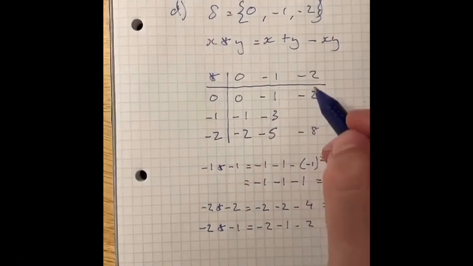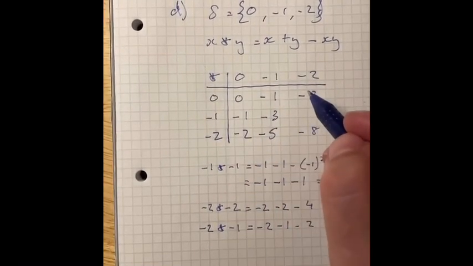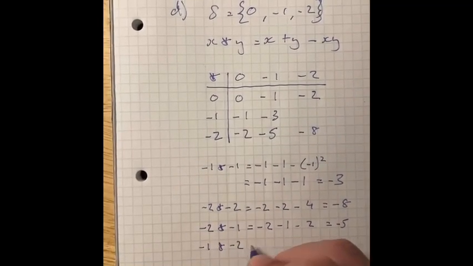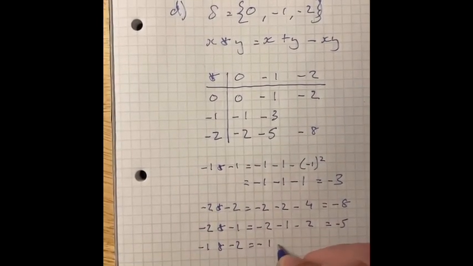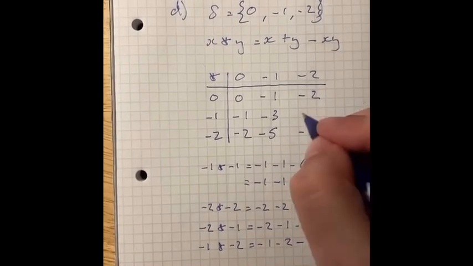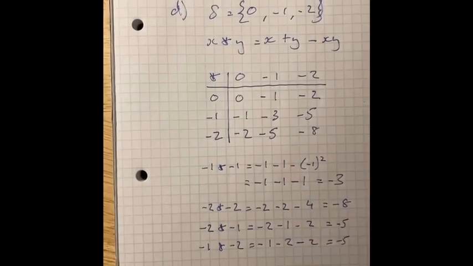Now we'd expect that, because it's associative, to be the same. Let's just double check. -1 star -2 is -1 -2 -2, which is indeed -5. Okay, so far.